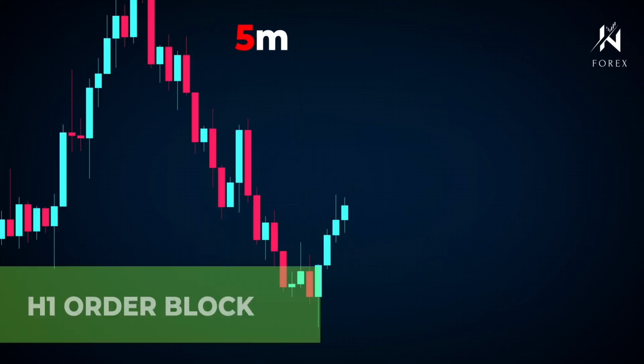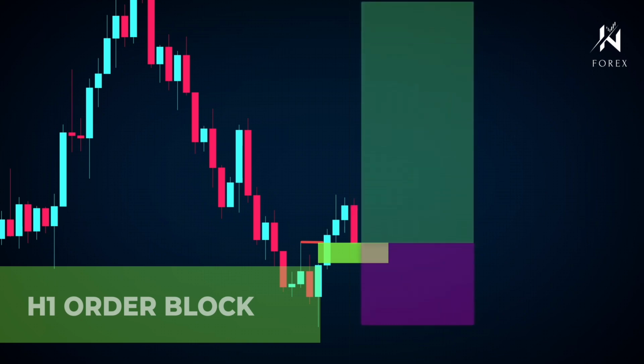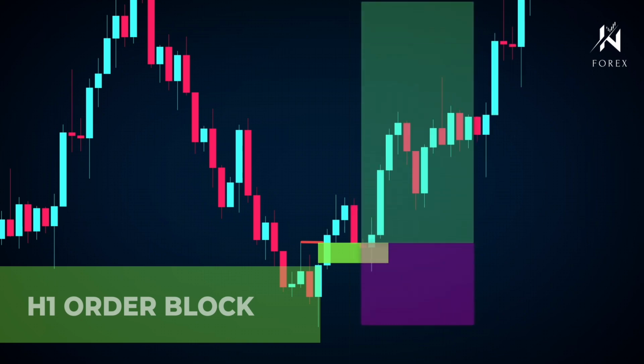Drop down to the 5-minute time frame and wait for a structure break. Once structure breaks, mark a new fair value gap on the 5-minute chart. Take your entry confidently, knowing you have confirmation on both time frames. This method filters out low-probability setups and ensures you're only trading high-conviction zones.